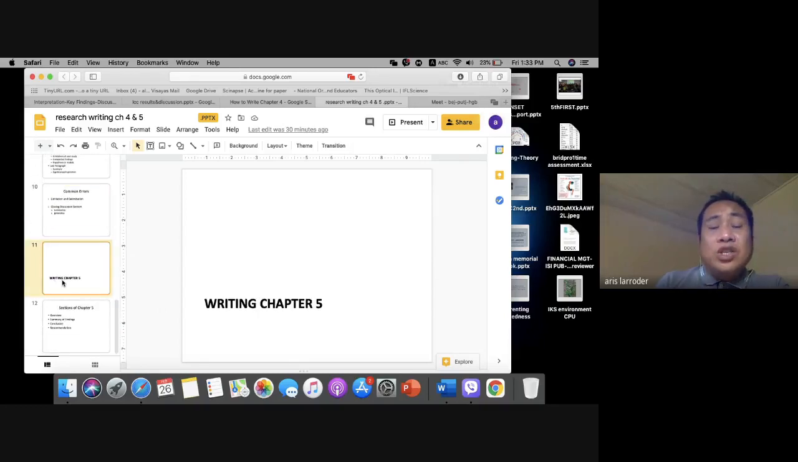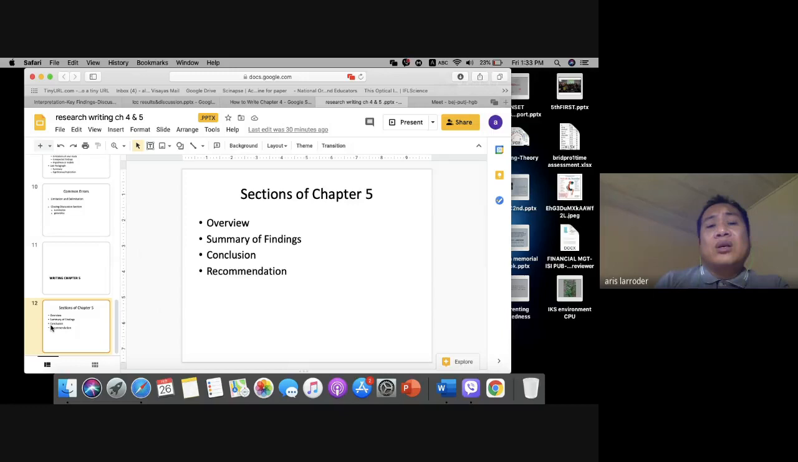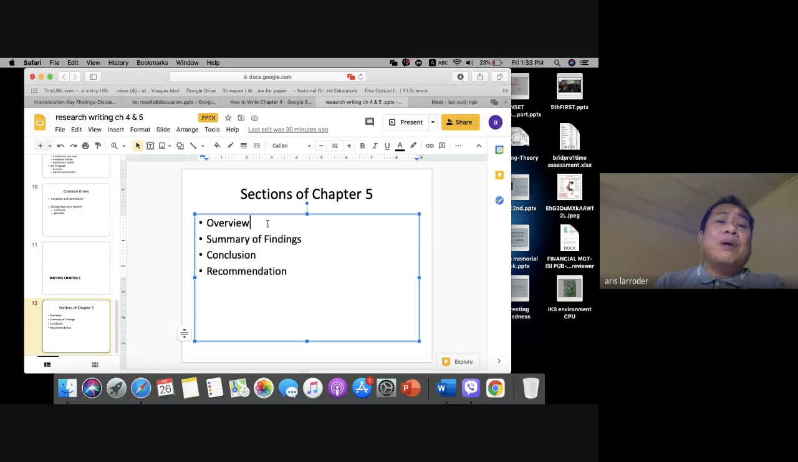Now, chapter 5 has 3 sections. You have the summary of findings, conclusion, and recommendation. But why do we have an overview? An overview is provided, which is actually a repetition of your research aim and your research objectives, and probably you don't have to include the methods here. The summary of findings would be the enumeration of all the answers to the research objectives. So it would be better if the summary of findings are enumerated here.